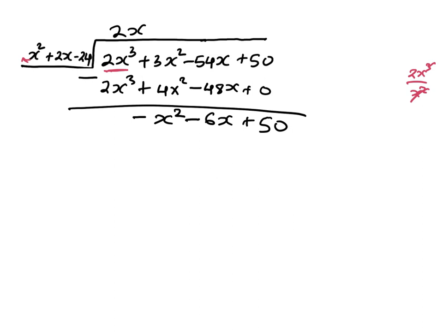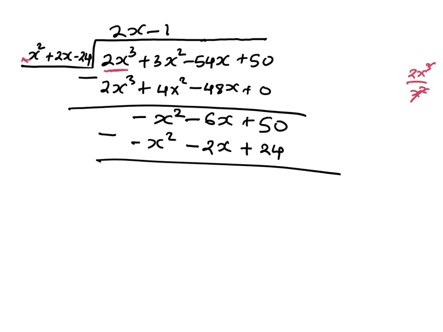Next, we get x squared and divide by x squared. So this is minus, you have a minus 1. So minus x squared minus 2x plus 24. Subtract. What do you get? This is a 0, and here we have a minus 4x. Then this is plus 26. So what is now the fraction?